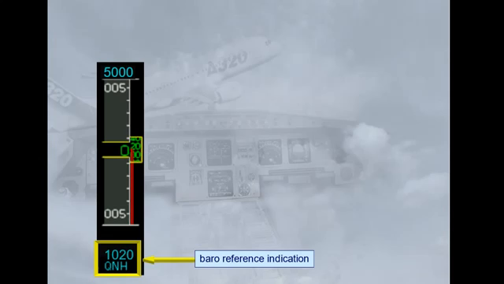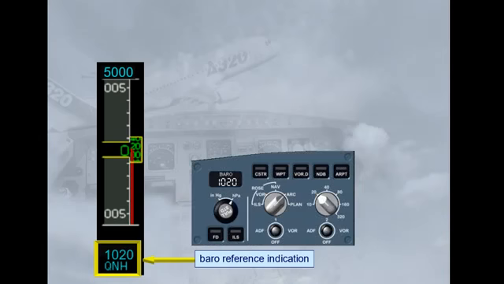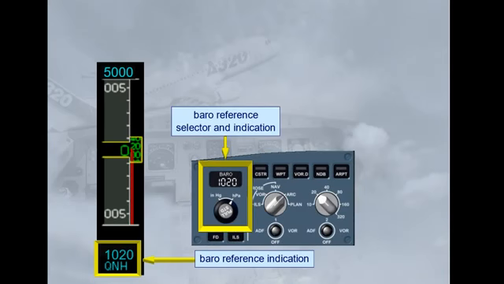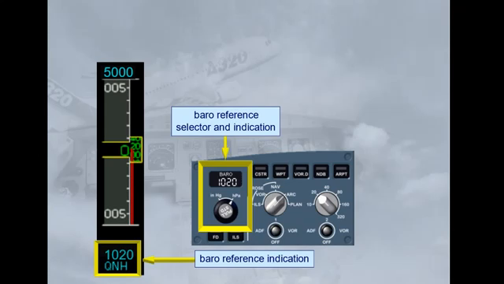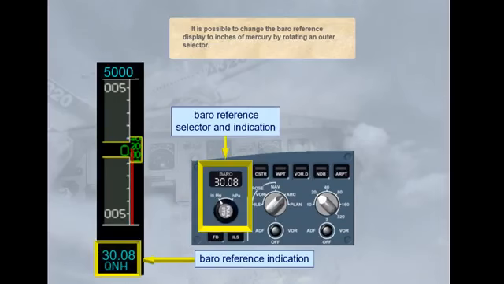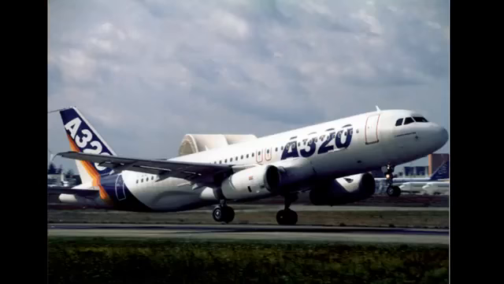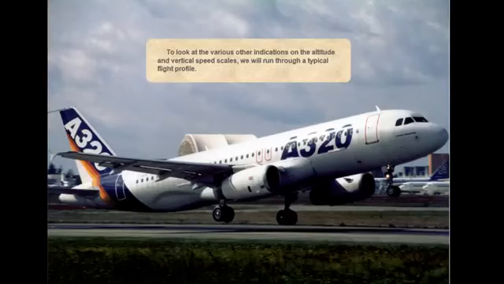The baro reference setting is achieved by a selector with associated indication on the EFIS control panel. It is possible to change the baro reference display to inches of mercury by rotating an outer selector. To look at the various other indications on the altitude and vertical speed scales, we will run through a typical flight profile.